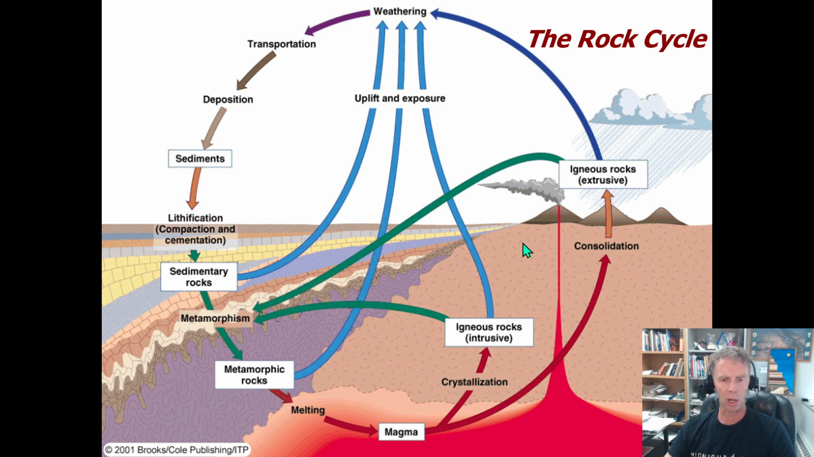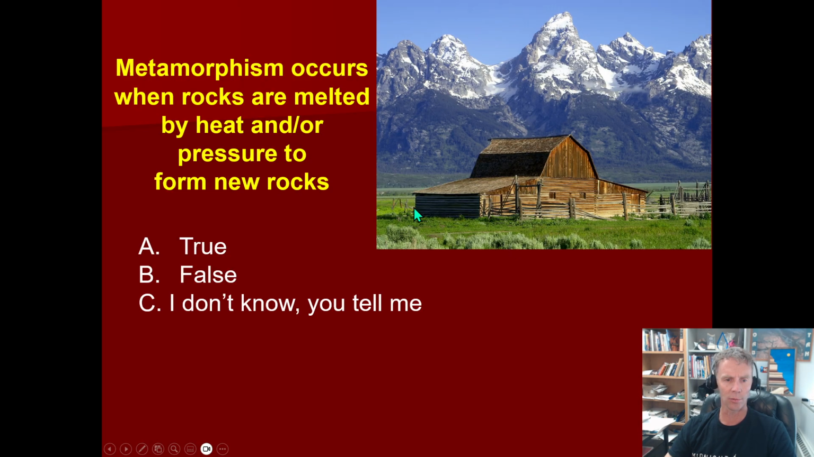But first, let's do a quiz question. Let's start off with a quiz question right here off the bat. So here's your statement, a simple true-false statement. Metamorphism occurs when rocks are melted by heat and or pressure to form new rocks. So take time to mull that over, maybe have a conversation with your pet or yourself or your friend, and see what you think. Go ahead and pause the video if you need to.